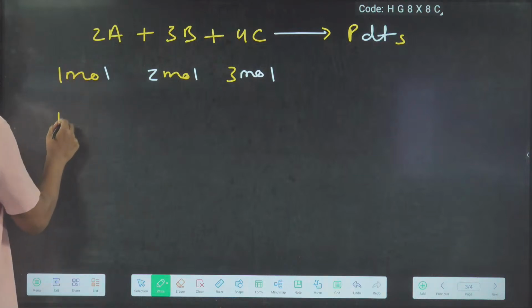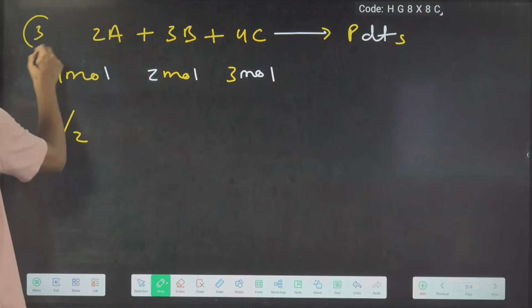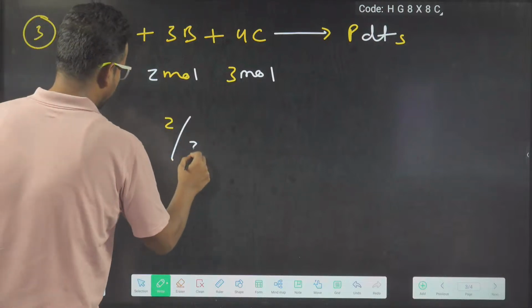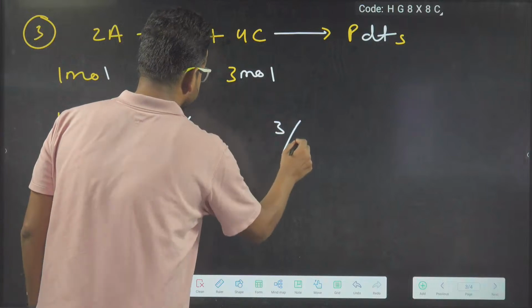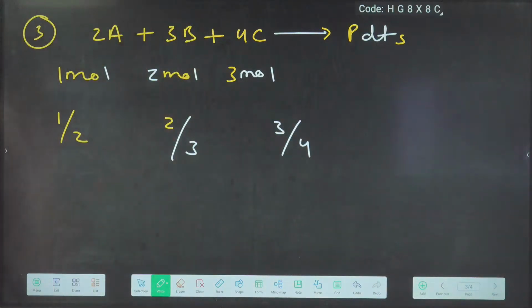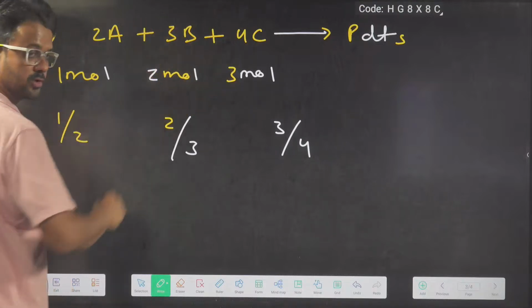Moles of A upon A. This is example 3. Moles of B upon B. Moles of C upon C. 1 by 2, 2 by 3, 3 by 4. Only task was to identify the limiting reagent. 1 by 2, how much? Moles of A upon A, moles of B upon B, moles of C upon C.